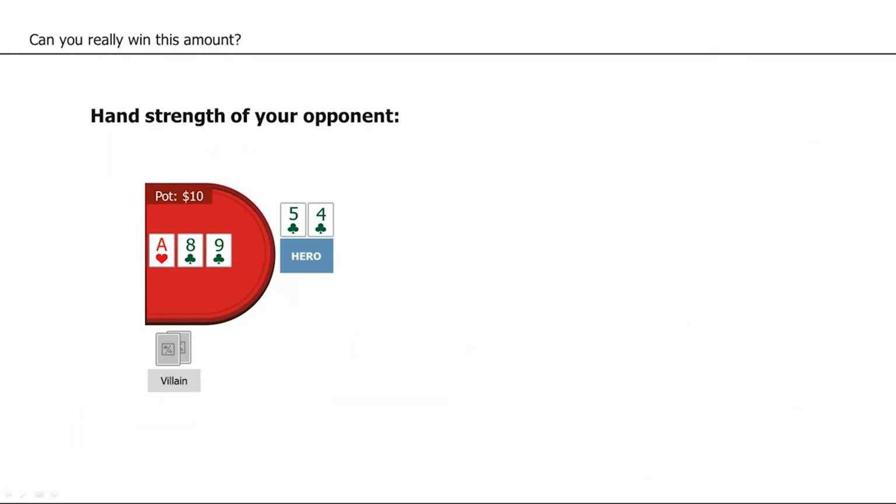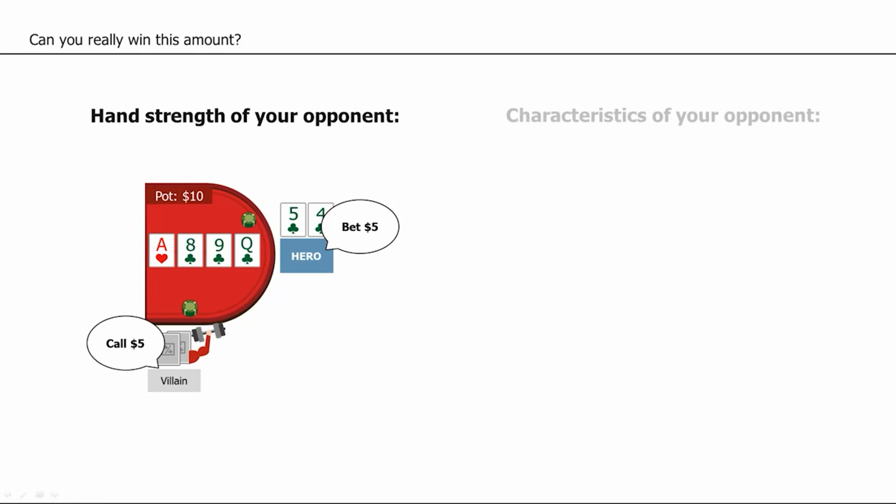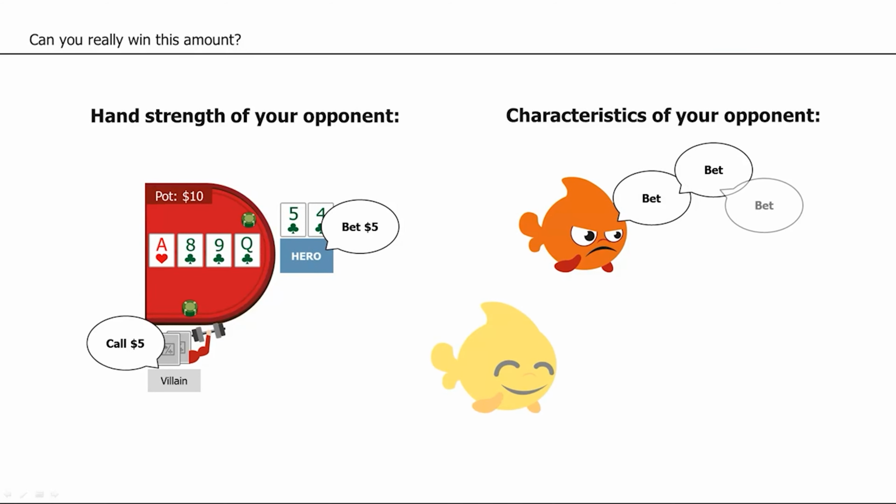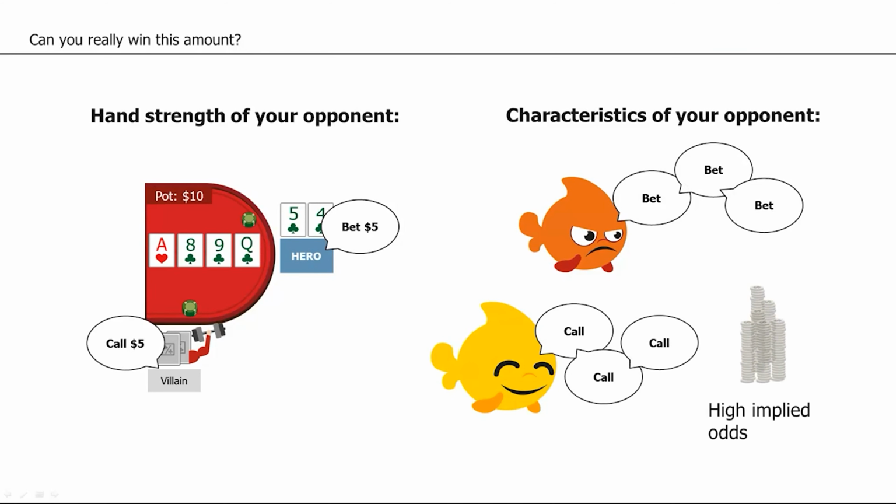In the second step, you now need to find out whether you can really still win this amount. This depends on the hand strength of your opponent. If your flush hits on the turn and you bet, your opponent needs a strong hand to call you and pay you off. The principal characteristics of your opponent are of importance here. Against players that often bet themselves or call a lot, it is more likely that you can still win the required amount on the turn and river.